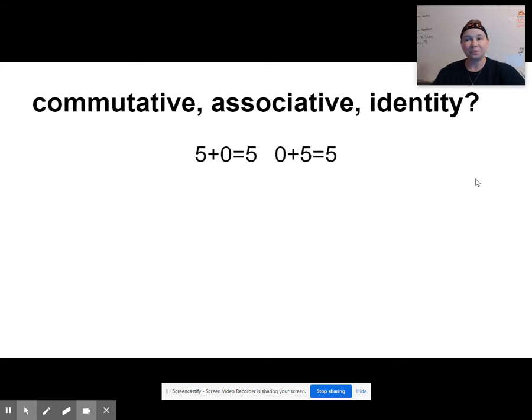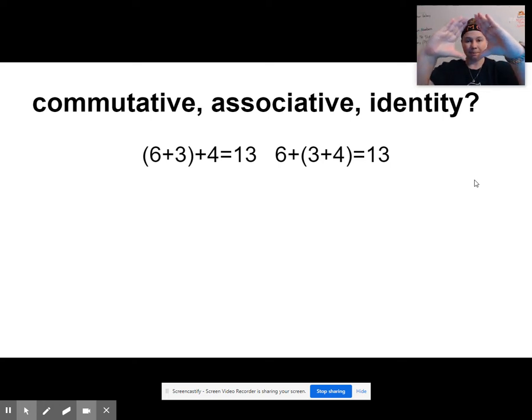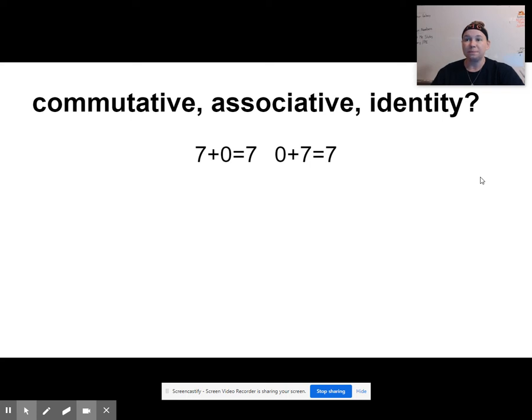How about this one? There's a 0, so that means identity, but also the order doesn't change. So this one's also commutative. Do you see the parentheses? Do you see them? You're right. So the grouping doesn't change the sum. So this is the associative property. How about this one?